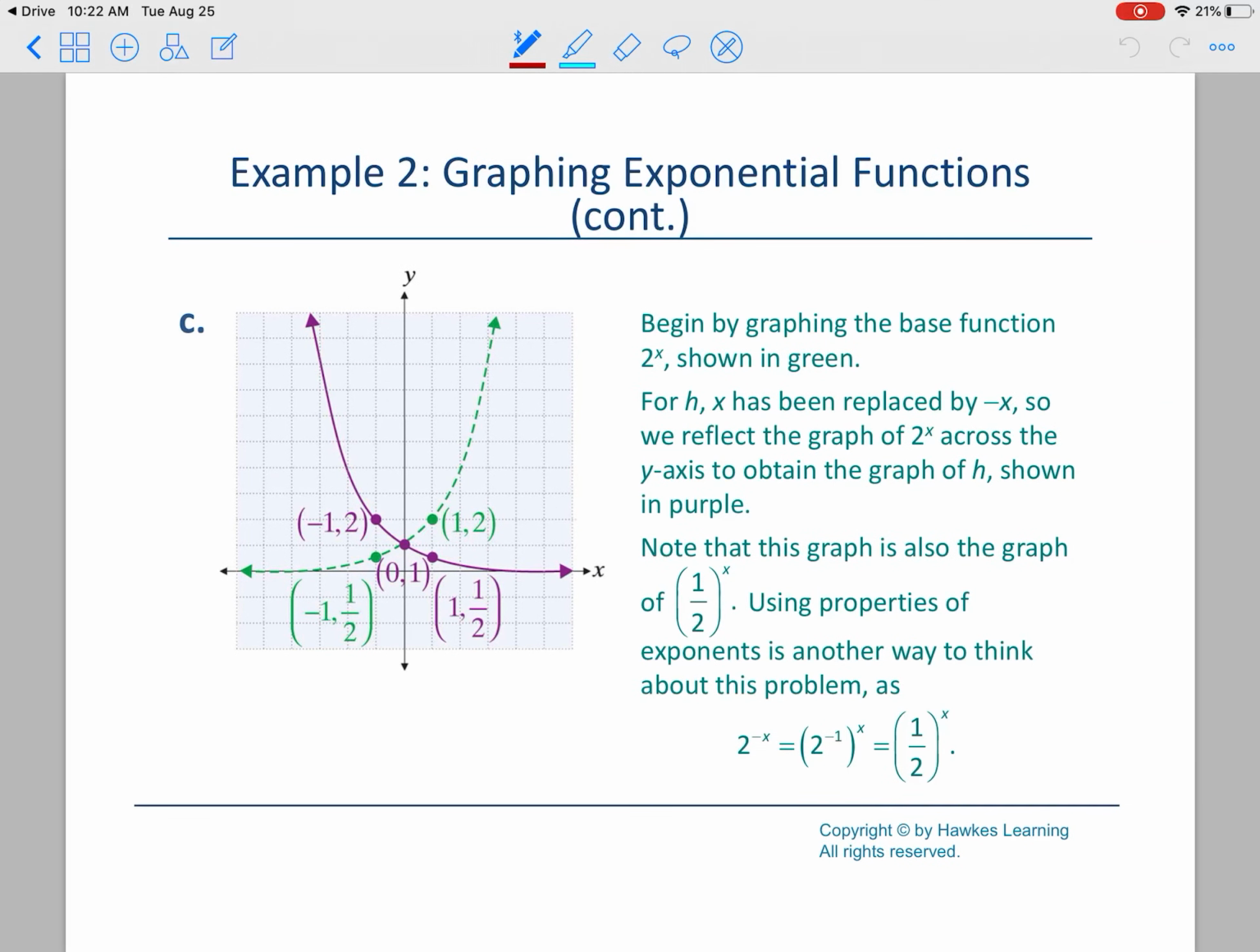If we go back and look at C, our original was f of x equals 2 to the x. So all this thing did was just reflect everything over. Okay. And again, we can see here that this whole thing is decreasing instead of increasing.